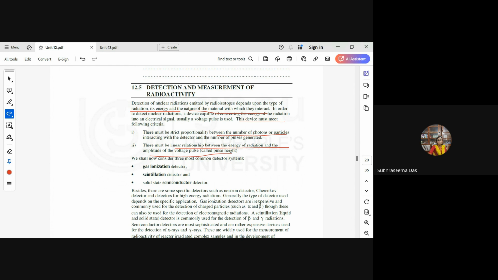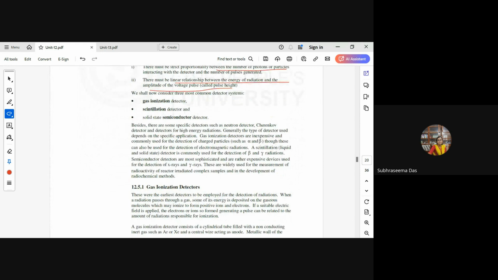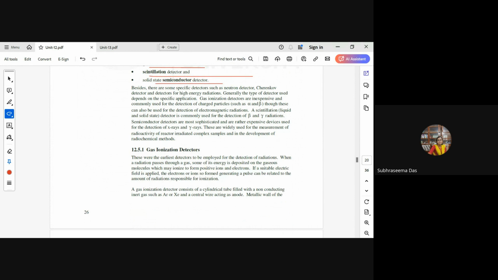Now there are three most commonly used detector systems for radioactivity. One is the gas ionization detector, the second is the scintillation chamber, and the third is the semiconductor detector. Among all these methods, the scintillation method is the one that has been used most, and we shall read about it in detail. Starting with the gas ionization detector, these were the earliest detectors. Initially they were the primary detectors used for the detection of various types of radiation.